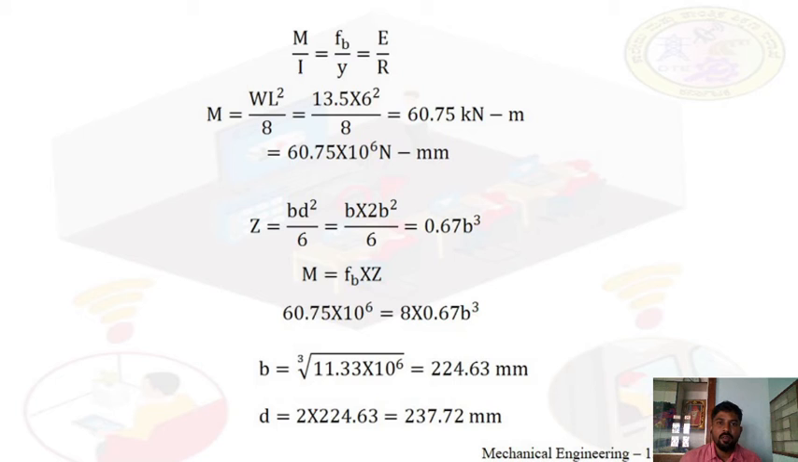Now write immediately the bending equation: M by I is equal to fb by y is equal to E by R. Young's modulus and radius of curvature are not given, so ignore that. Now we know the entire wall load is acting. Assume that as a simply supported beam with UDL. For simply supported with UDL, the moment M is equal to WL square by 8. W we know 13.5, L we know, divided by 8, that is equal to 60.75 kilonewton meter. Convert that into mm because dimensions are in mm.